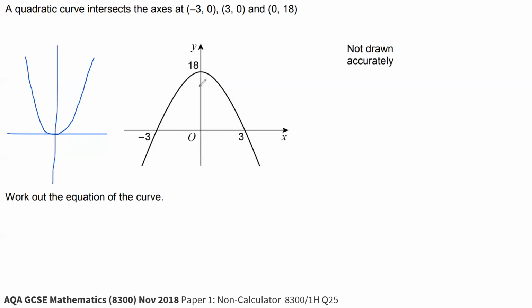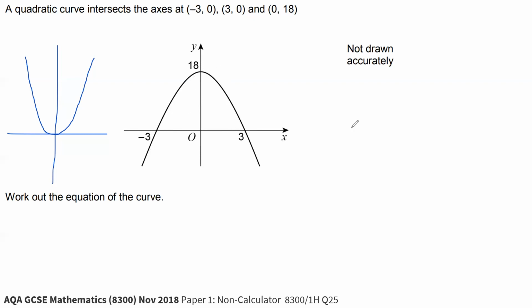We can also see that it intersects the y-axis at 18. So this is a point where x equals 0, y equals 18, and that will help us a lot further down the line. And then we've been given 2 other points. We've been shown that it crosses the x-axis at +3 and -3. So that's the point where y equals 0.